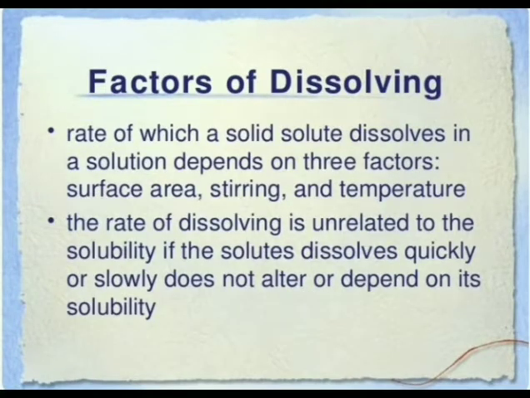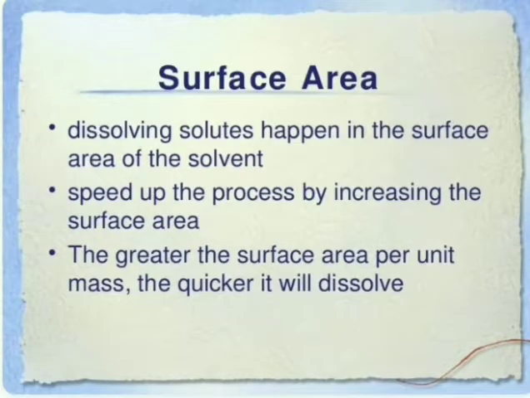Factors of dissolving. The rate at which a solid solute dissolves in a solution depends on three factors: surface area, stirring, and temperature. The rate of dissolving is unrelated to solubility. Whether the solute dissolves quickly or slowly does not alter or depend on its solubility.